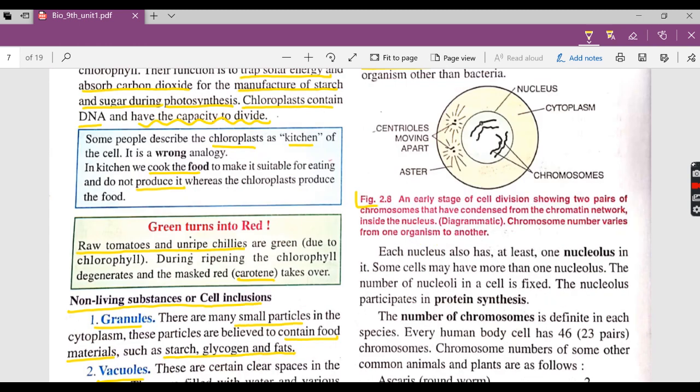If you notice figure 2.8, you will note that there is a cell in which the nucleus has been highlighted. The centrioles are moving apart in order to divide the cell. The cytoplasm has been indicated and the chromosomes have been formed from the chromatin material. This shows how a cell looks like when division is about to take place.